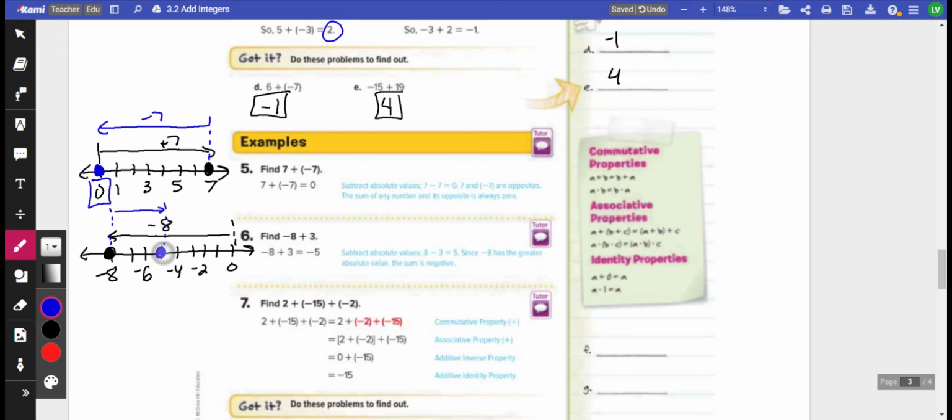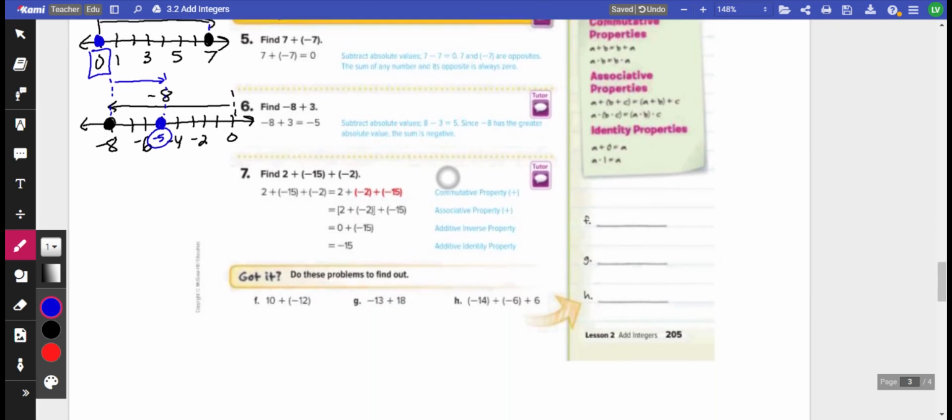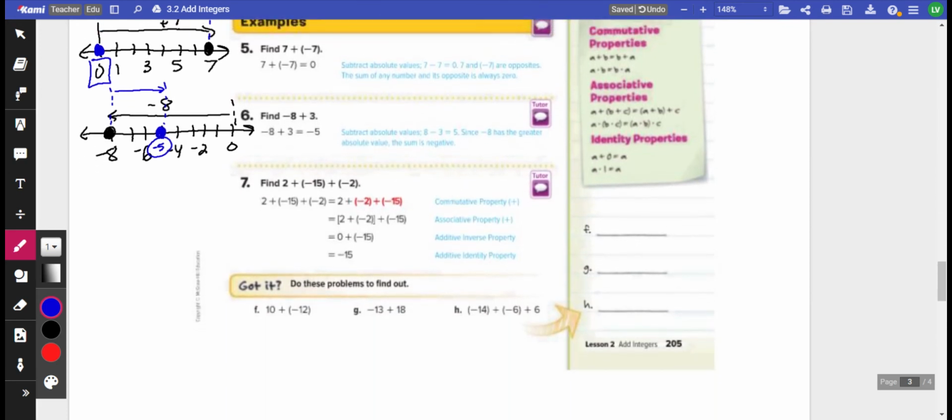That leaves me at the value of negative 5. So when you have negative 8 plus 3, that equals a negative 5. Number 7, find 2 plus negative 15 plus negative 2.